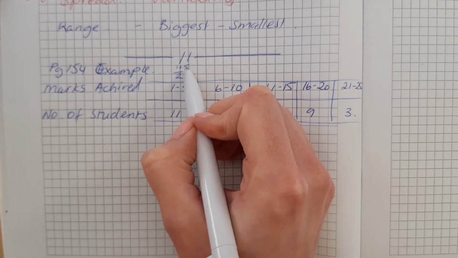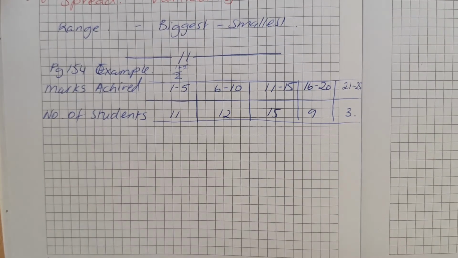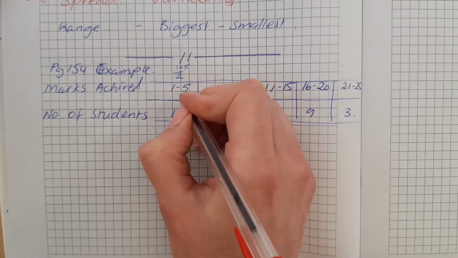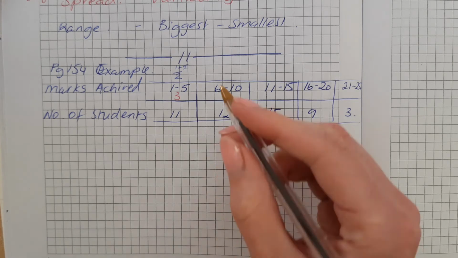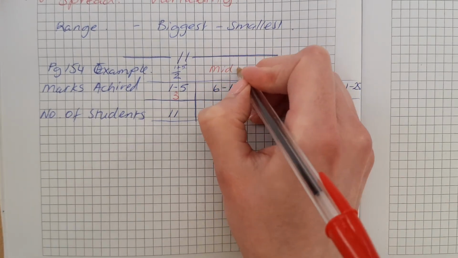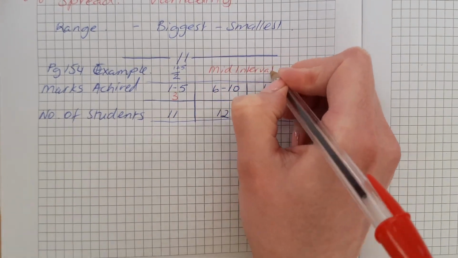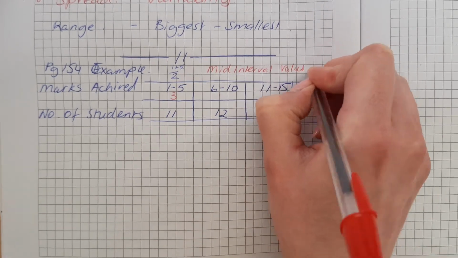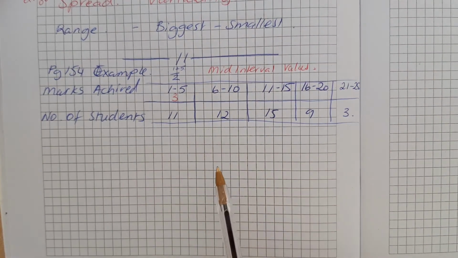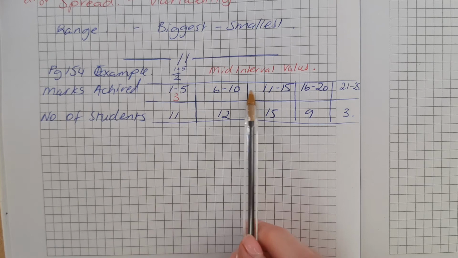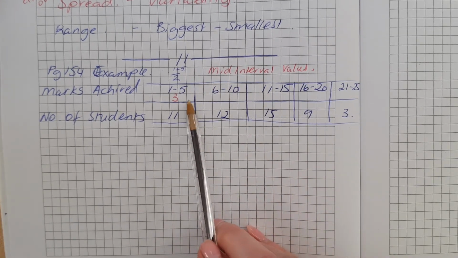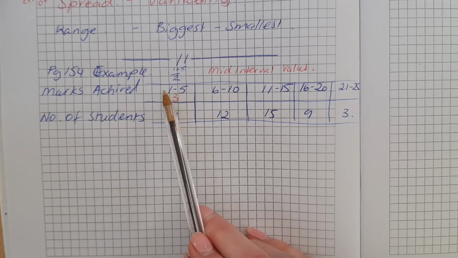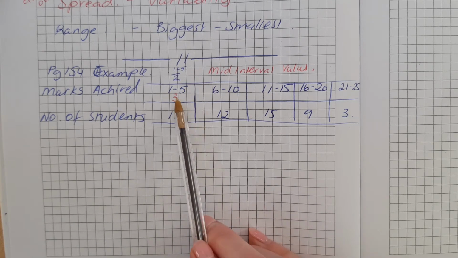1 plus 5 is 6. 6 divided by 2 is 3. So instead of all of that, we're going to use the number 3. What I'm doing here now is getting the mid-interval values. So for a grouped frequency distribution table where you have a range of values, the first thing you need to do is get the mid-interval values, and that's getting the middle number of the two numbers given. Between 1 and 5, the direct middle of that is 3.